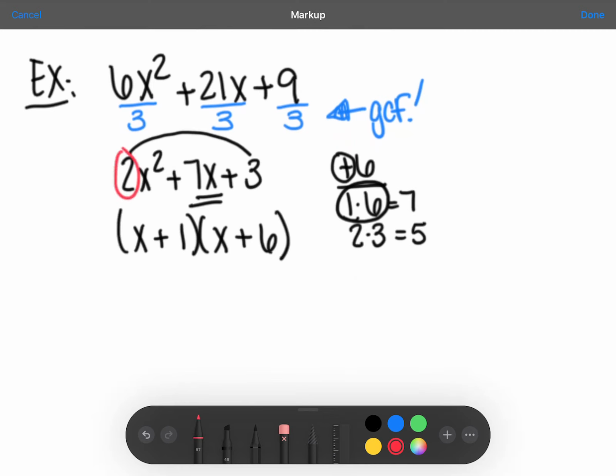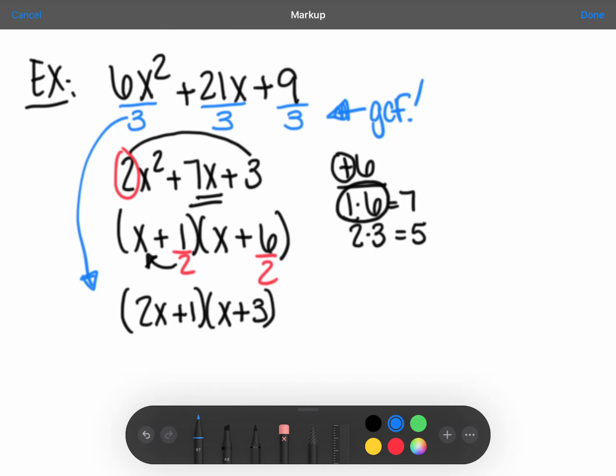Don't forget to divide by your leading coefficient. So when I do this, bottom up comes up because I can't reduce that. That's 2x plus 1, reduce, and you get plus 3. Now remember that GCF at the very beginning? You have to make sure you drop that into your answer. If you forget it, then your answer would be wrong. So always look for a greatest common factor first.